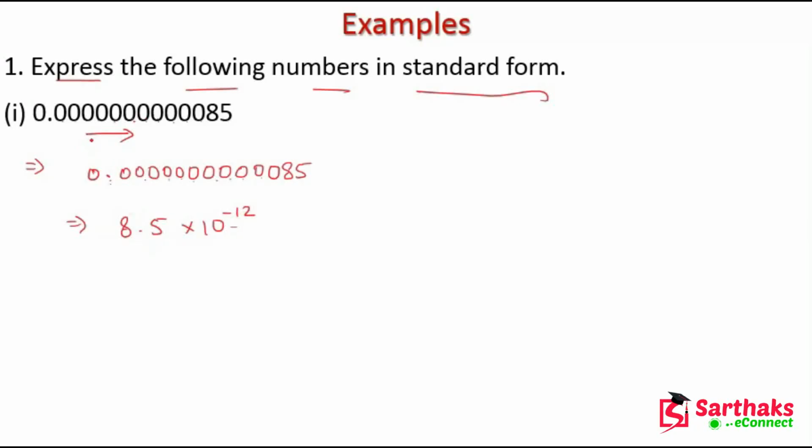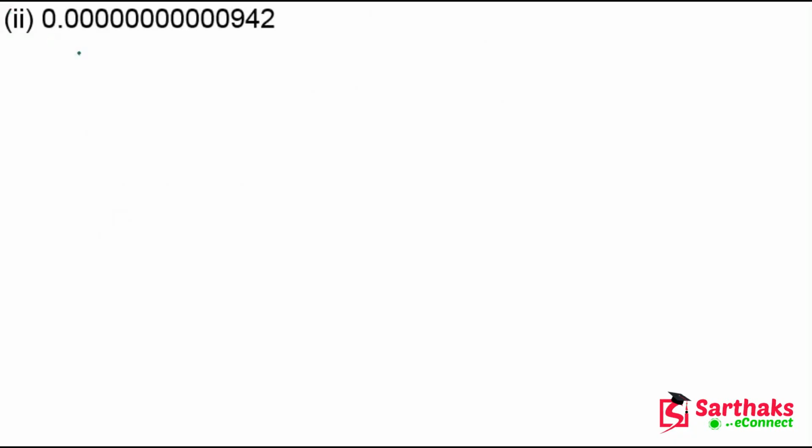If we convert a very small number to the standard form, then the exponent, or the power, will be negative. Understand, my dear friends? This is the answer of this problem, and this is the method to convert a very small number to the standard form. Now here we have to convert this.